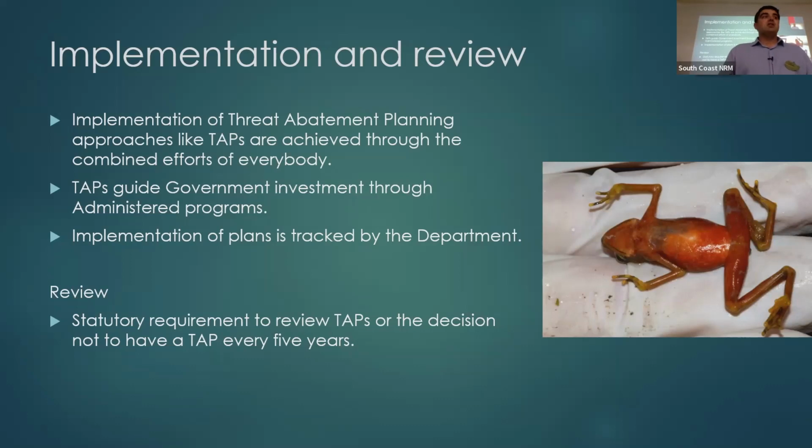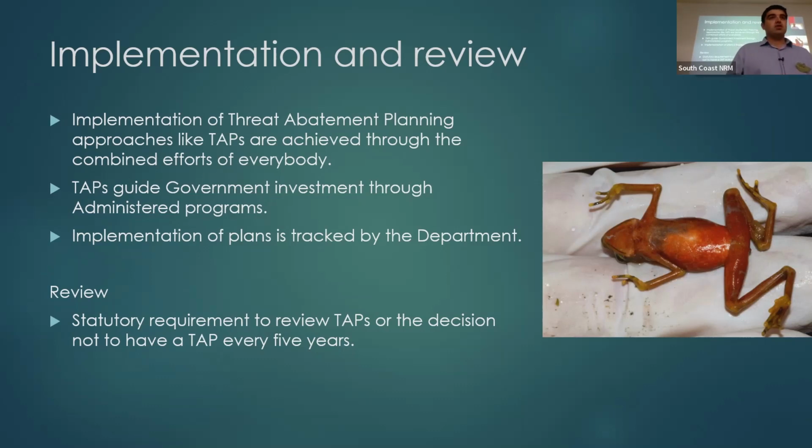Threat abatement plans also support government in guiding investment through administered programs. So this captures funding like the National Landcare Program, Regional Land Partnerships, which we just heard about in the Otways, Environmental Restoration Fund, and the National Environmental Science Program, which I believe we may be hearing about in the next item with Stephen.